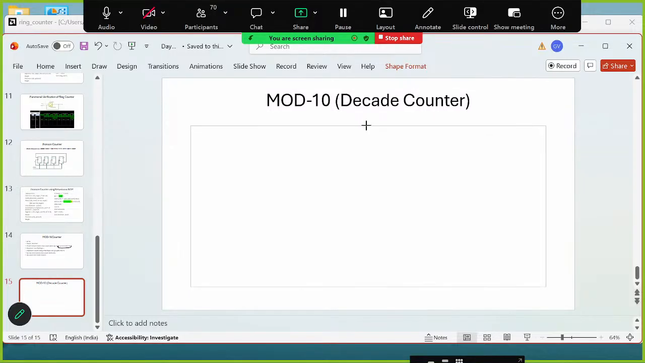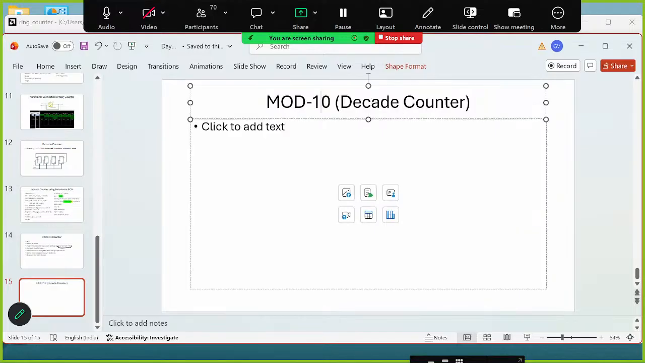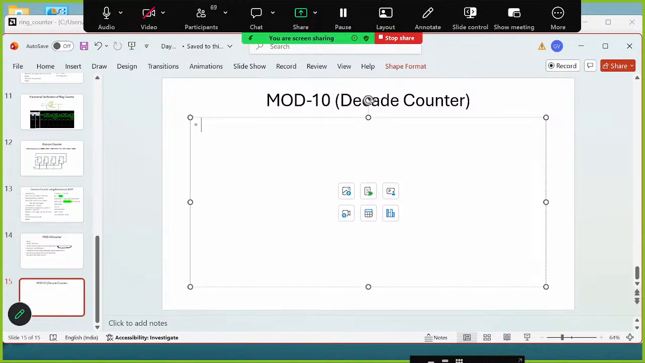So we need to write the code for this. A decade mode 10 counter, you can design up counter or down counter. First of all, we are designing the up counter. Let's see how we can design a mode 10 up count.